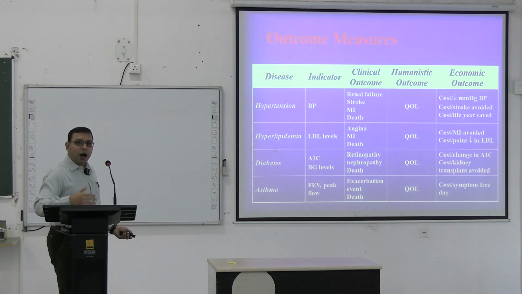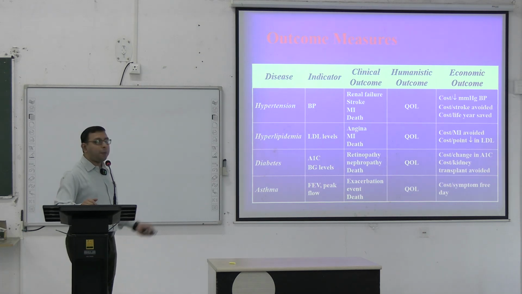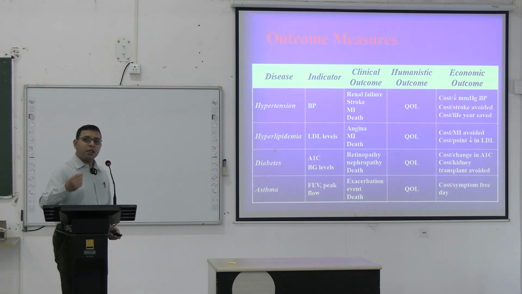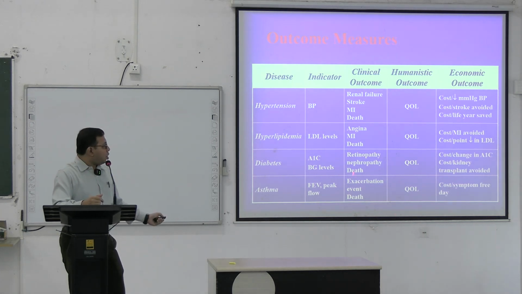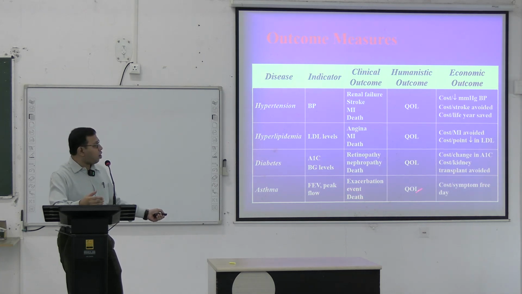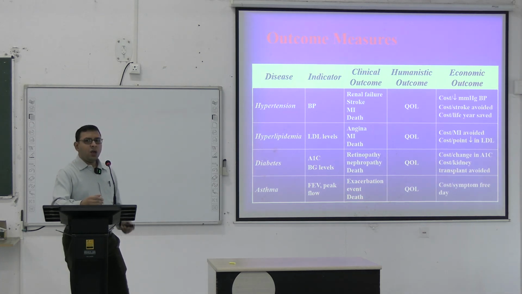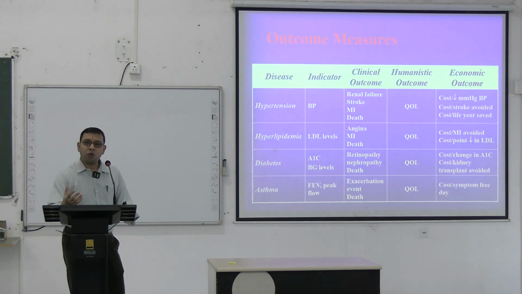Similarly, in case of asthma or COPD, we can measure this by forced expiratory volume or peak flow. So these are the different measures, so that we can see whether the patient has dyspnea or not, whether there is any exacerbation of that asthma or COPD, again any event or death, quality of life, and cost per symptom-free day. So this is just to give you an impression that not only the clinical outcomes but also humanistic and economic outcomes are important when we are choosing a drug for a patient.